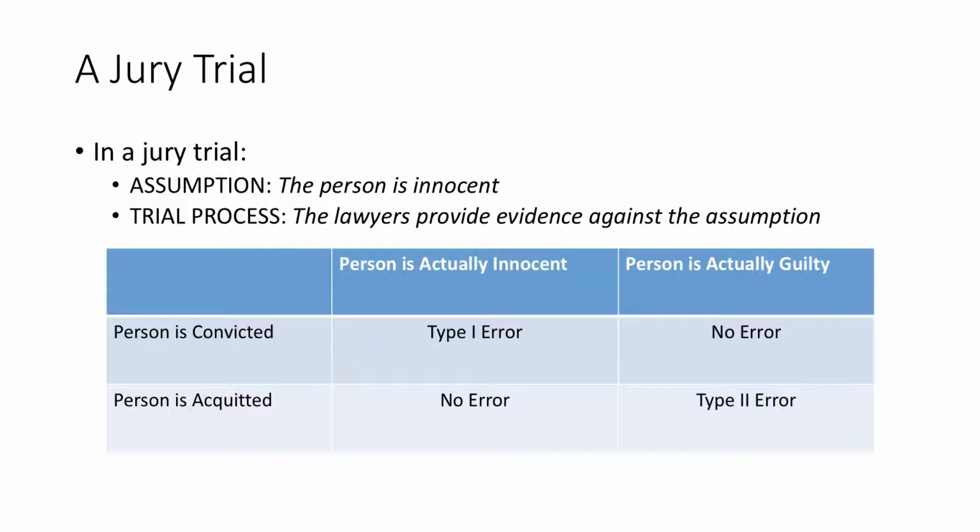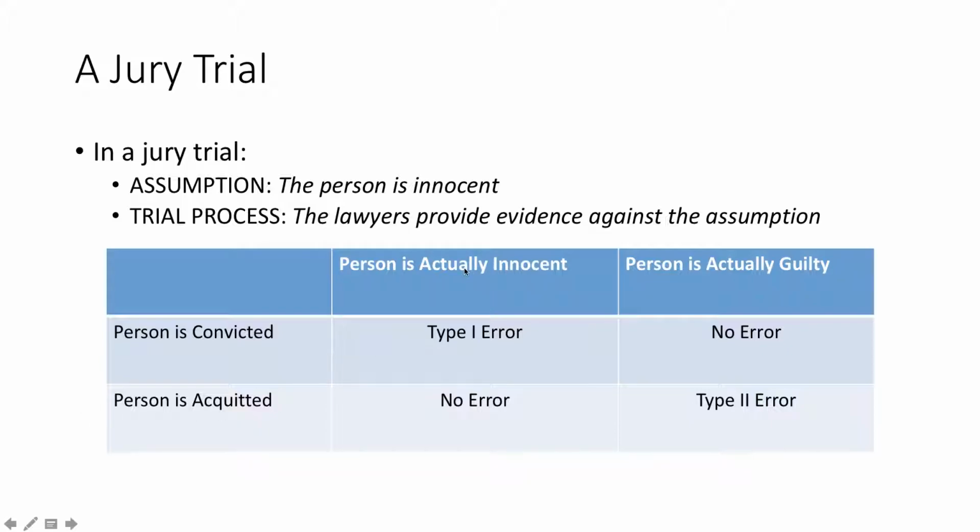In a jury trial, we start off with the assumption that the person is innocent. The lawyers then have the task of providing evidence against that assumption. So really, there's two possible outcomes. The person could be convicted, in other words, they're found guilty, or the person could be acquitted, they're found not guilty.